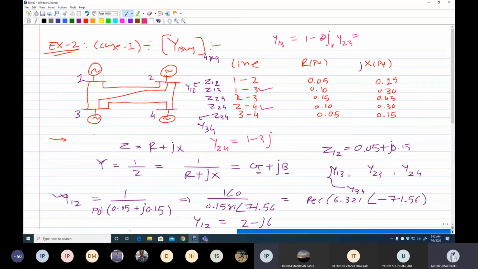Y23 is 0.66 minus 2j. Very good. The last one is 34. It is the same as Y12, because the values of Y12 and Y34 are the same. So Y34 is equal to 2 minus 6j. Clear?